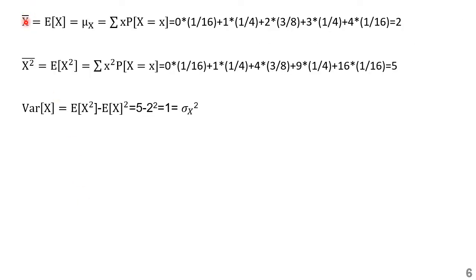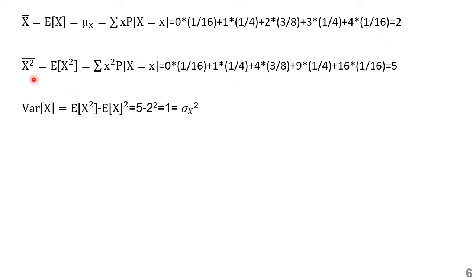Using the table, let us compute the mean x bar. Expectation of x, mu x, is given by summation x into probability of x equal to x. Therefore, it is 0 into 1 by 16 plus 1 into 1 by 4 plus 2 into 3 by 8 plus 3 into 1 by 4 plus 4 into 1 by 16, that gives you 2.